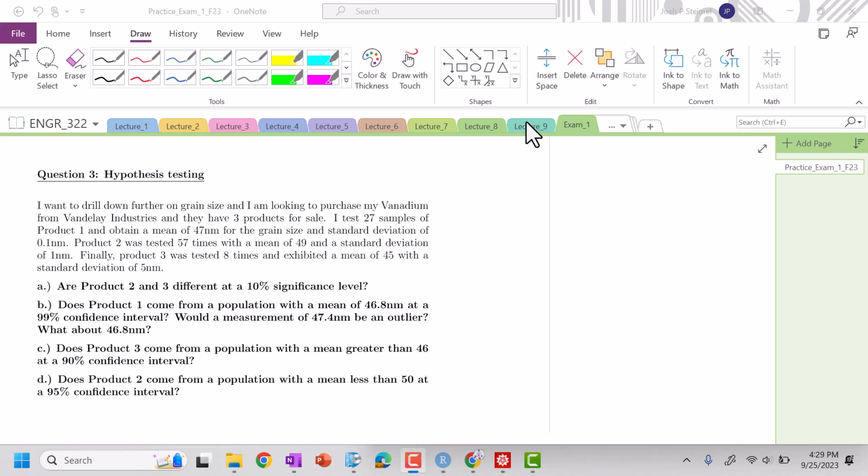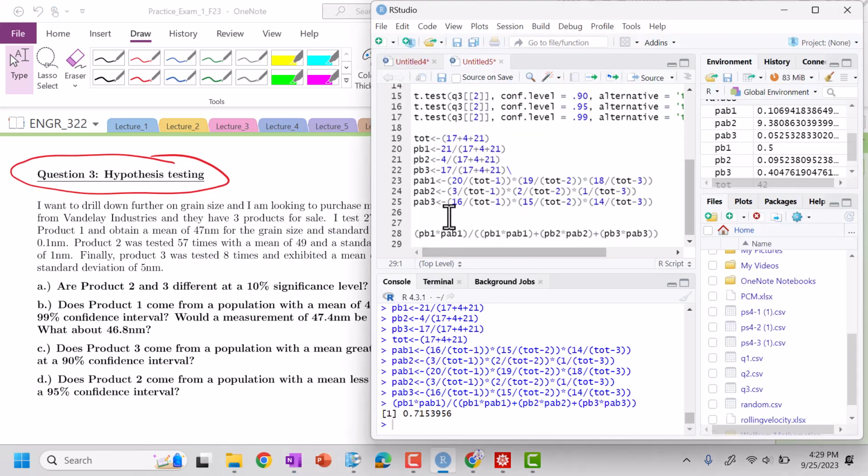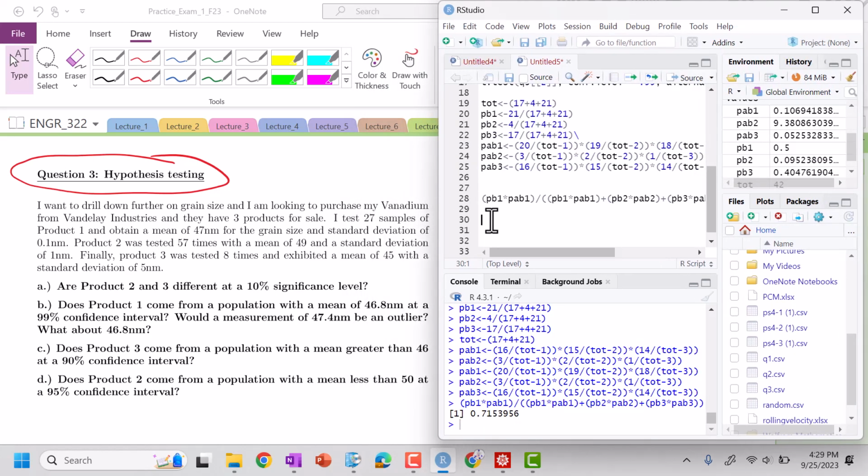All right, everyone, we are back and we are going to do question number 3, which involves hypothesis testing. So, I want to drill down further on grain size. Somewhat of a pun. Anyways, let's see what we got here. Let's take a peek. I am told 3 products. So, I have P1.